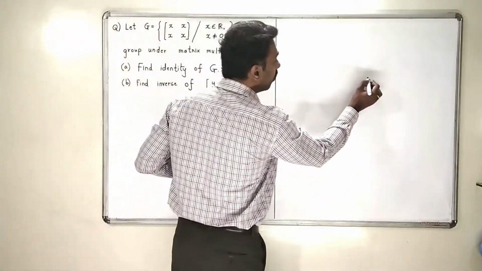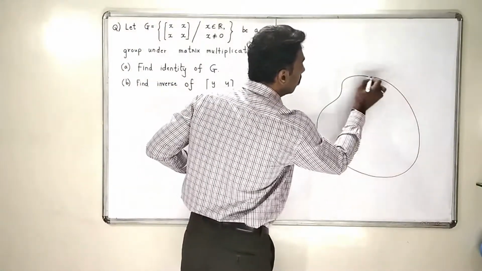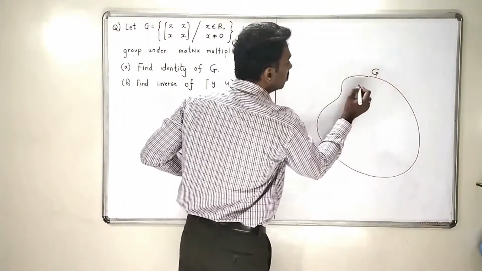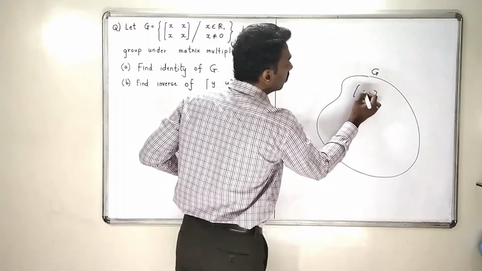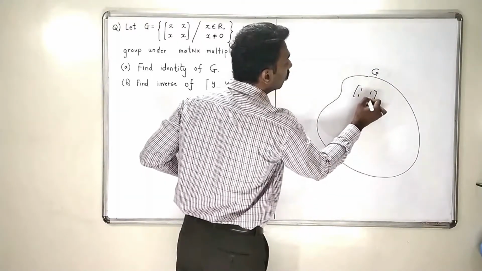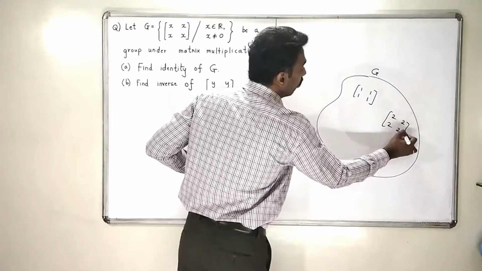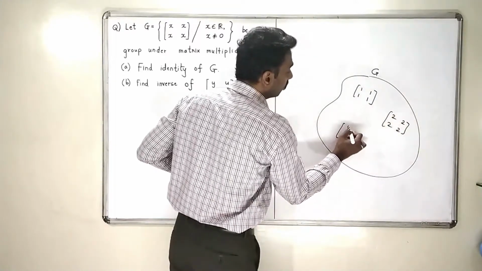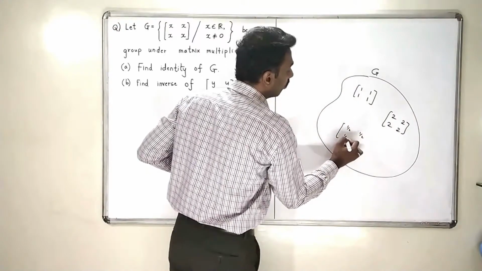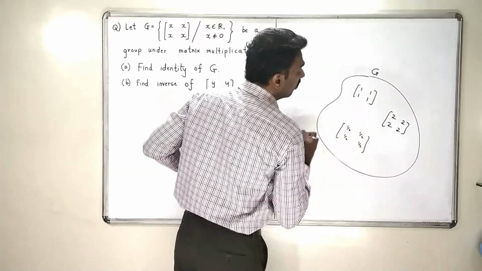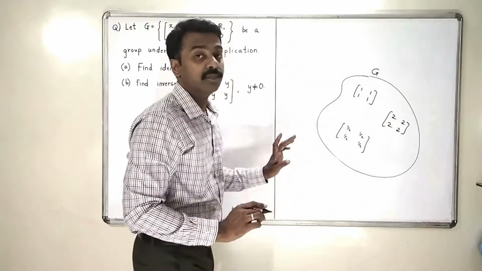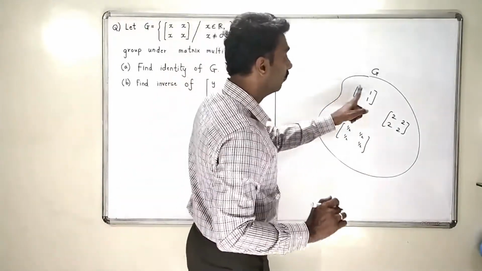So if I just draw a small picture over here, I will say G. G will contain which type of matrices? It will contain 1, 1, 1, 1. It will contain 2, 2, 2, 2, and so on. Maybe it can also contain something like half, half, half, half. Any real number where all the 4 entries are the same.